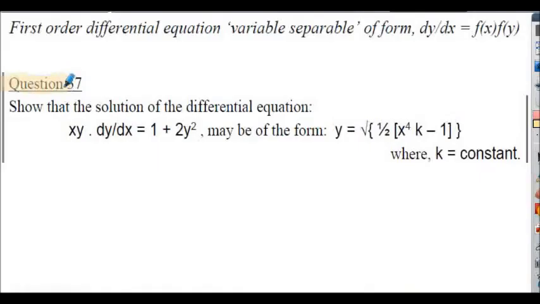Question 37. In this case, we're asked to show that the solution of the differential equation here is of the form stated here, noting that lowercase k is a constant. The full worked solution is shown on the following slides.